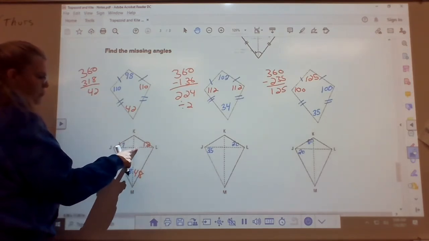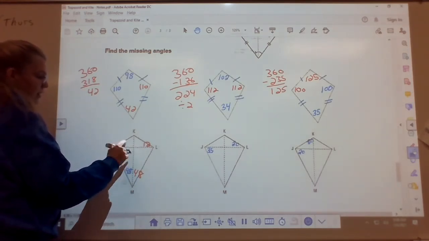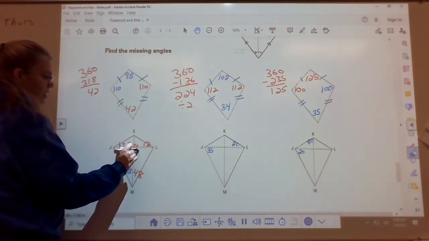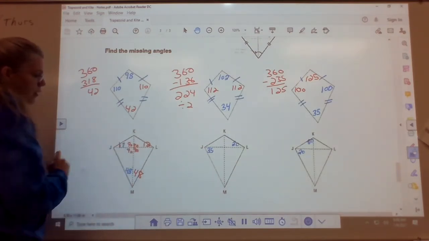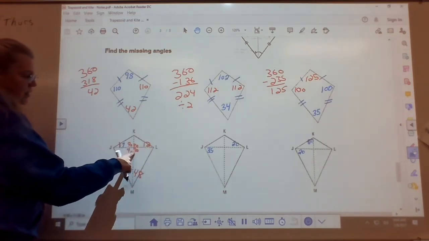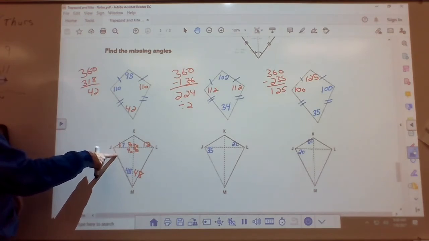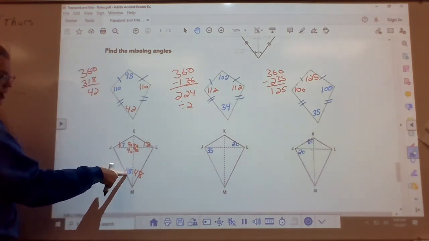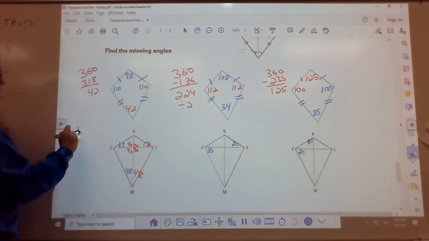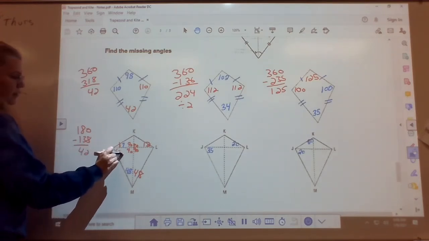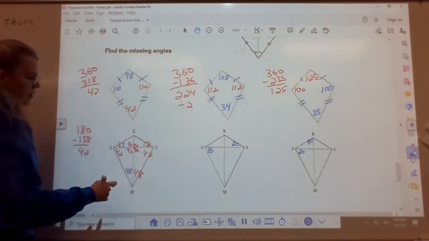I know everything inside here is 90, so I can put 90s in all my middle, because remember, those diagonals were perpendicular. Now I've got triangles that I can find the 3rd angle, and we've probably done that 150 times. These 2 add up together, give me 138. So 180 minus 138, I get 42 left here and here.